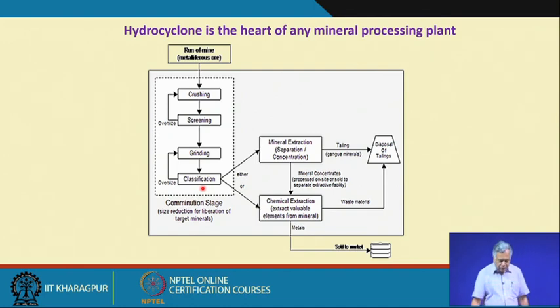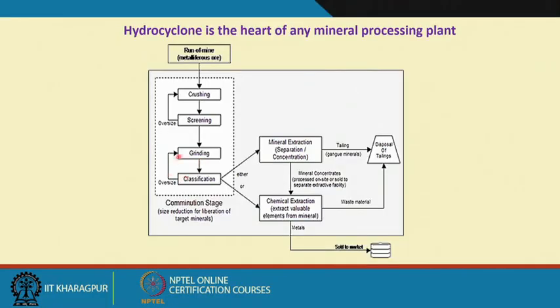If the hydrocyclone performance is not at its best, what will happen? It will start sending more of this material as a recycled material to my grinding system, and we have already discussed that grinding is a very energy intensive process and it will consume a lot of energy. So, the cost of your comminution circuit will go up, and because of this over grinding you may be generating a higher percentage of ultra fine particles. That is, I wanted to have below 50 micrometer particles, but I end up generating more of below 20 micrometer particles. Look at the downstream processes.